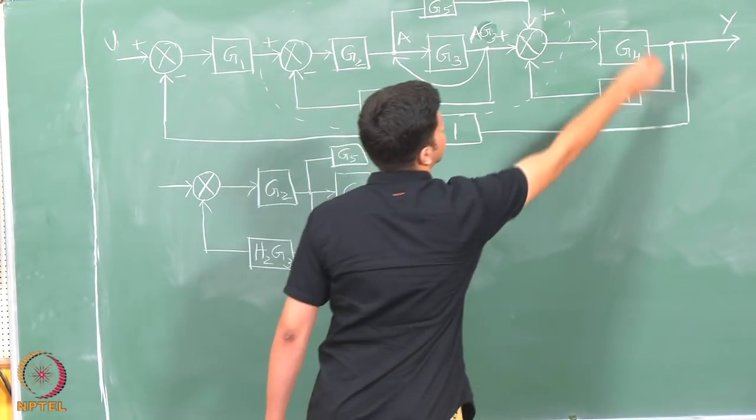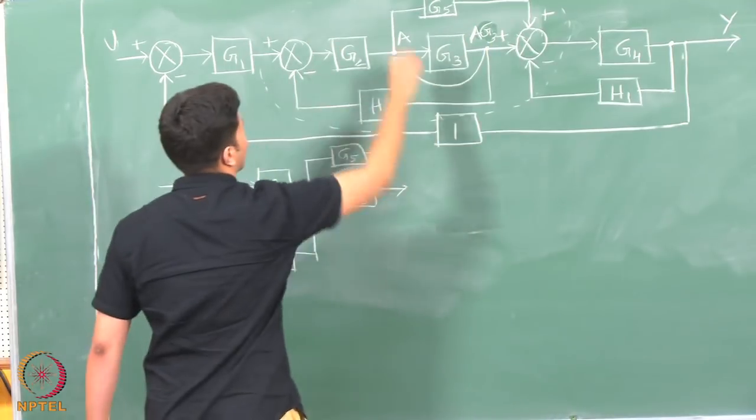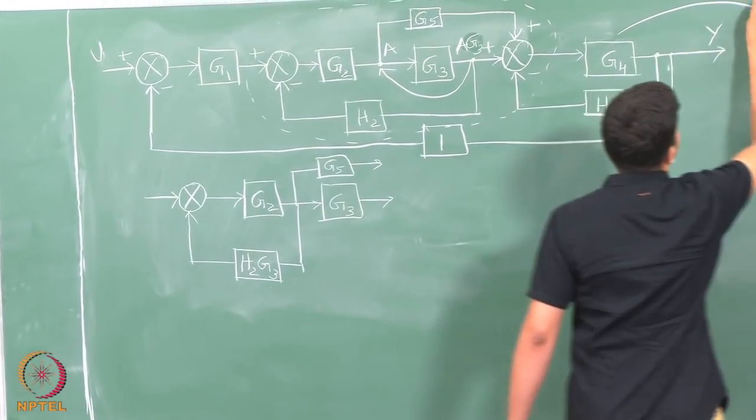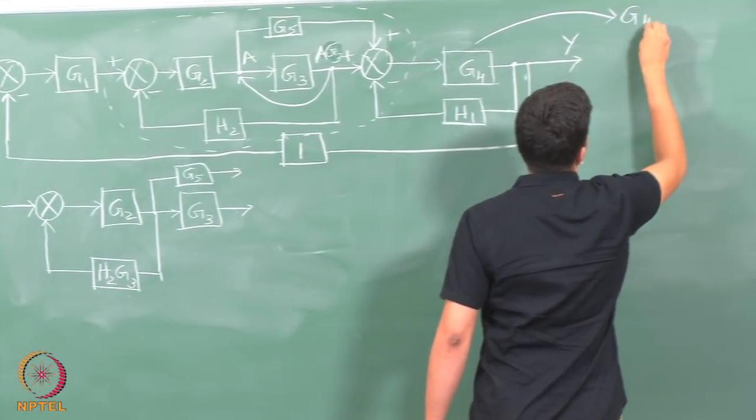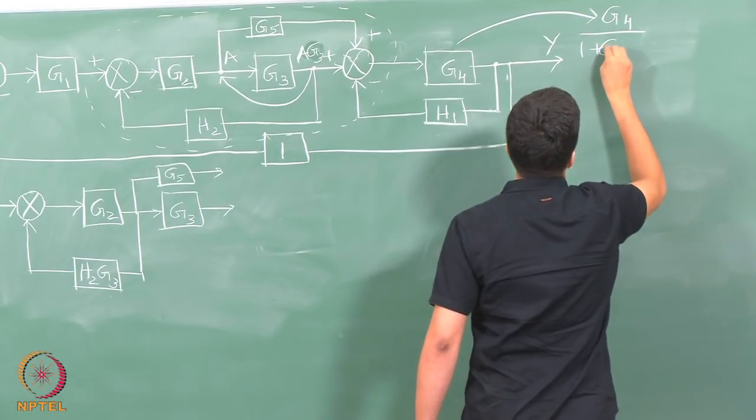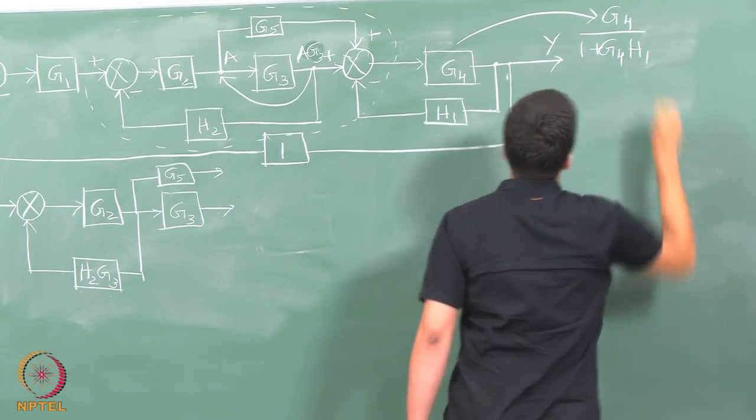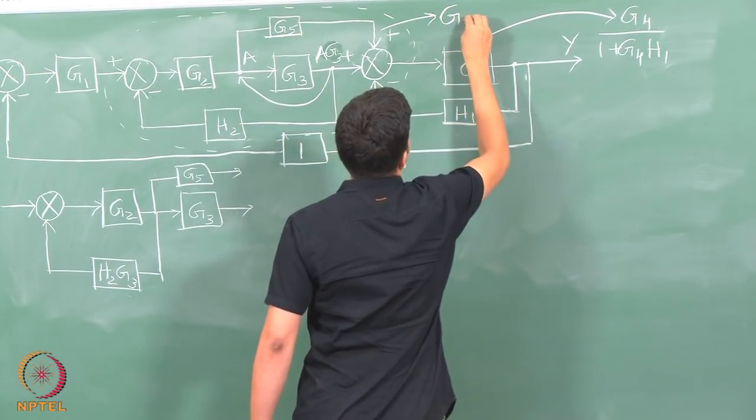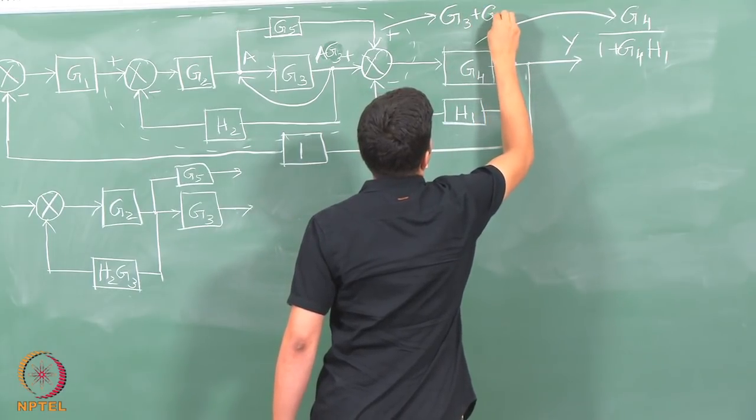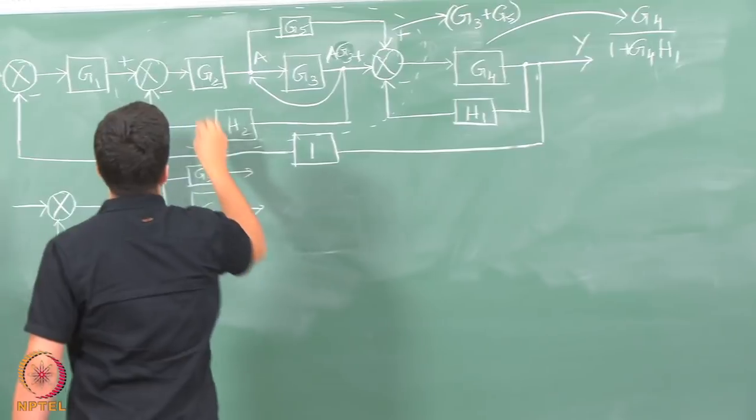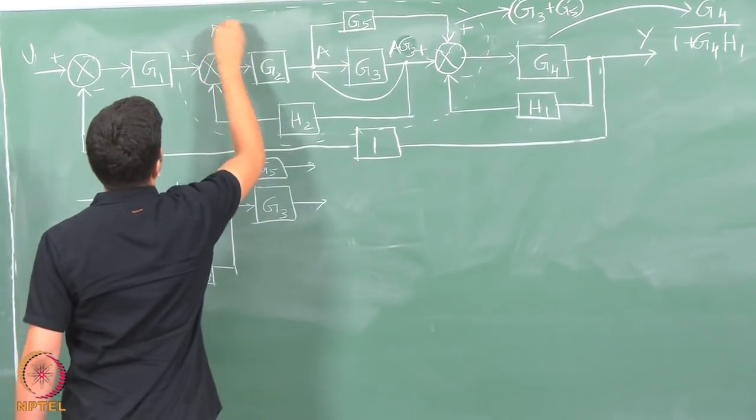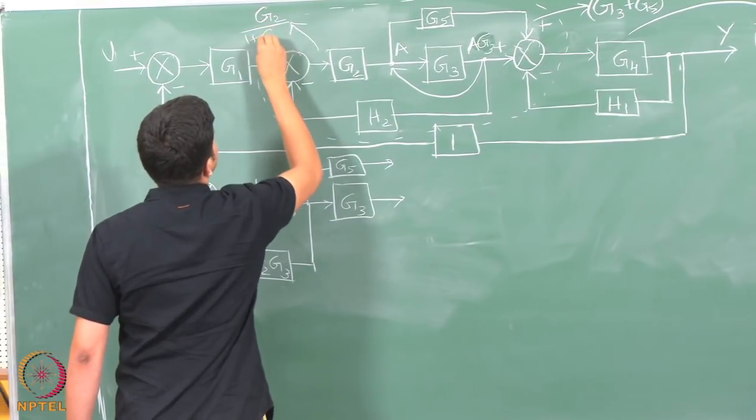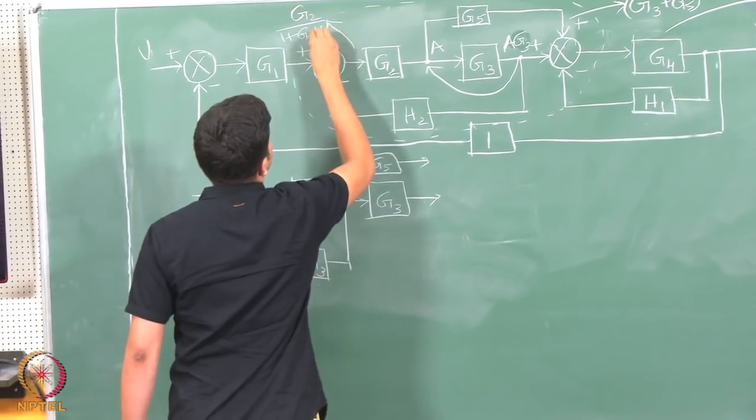We'll find out the transfer function of this block and this block. So this will be G4 by 1 plus G4 H1, and this will be just the summation G3 plus G5, and this will be G2 by 1 plus G2 H2.